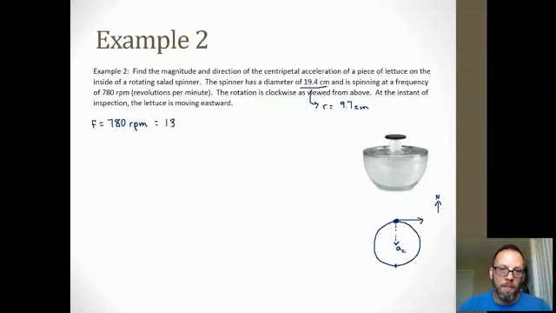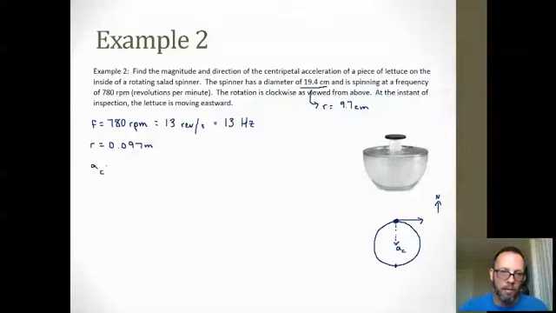So that's 13 revolutions per second. And revolutions per second, that's just the unit of hertz. So we had to do a bit of work to get the frequency, 13 hertz. And we're given the radius of our circular motion is 9.7 centimeters. In terms of meters, that's 0.097 meters. And now we're ready to go.